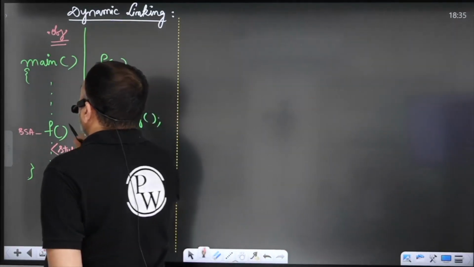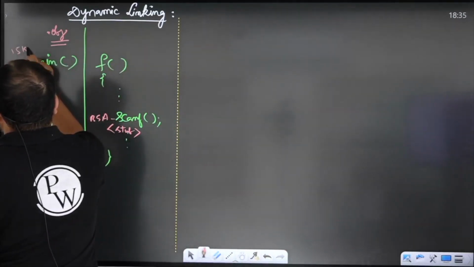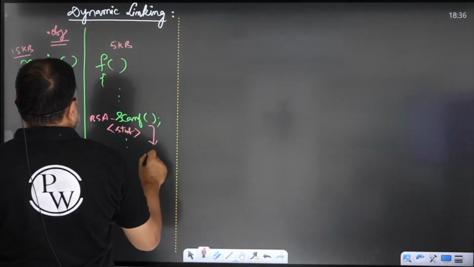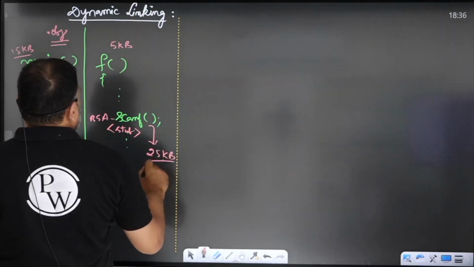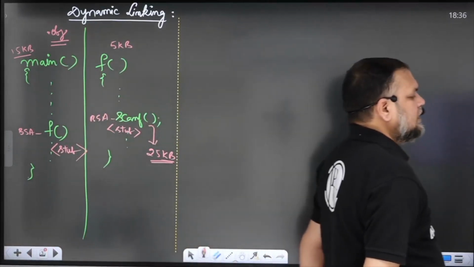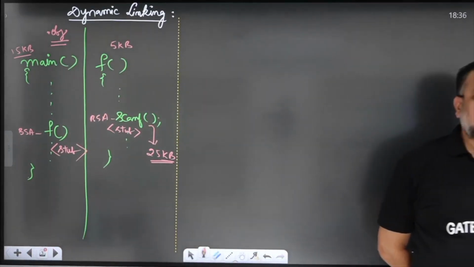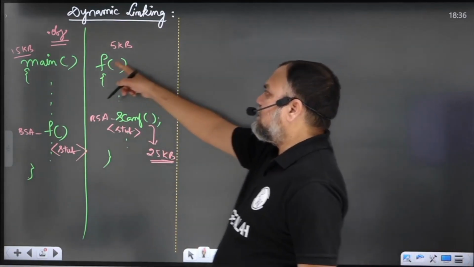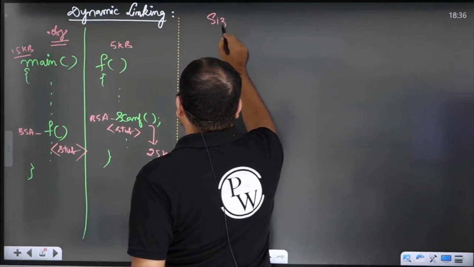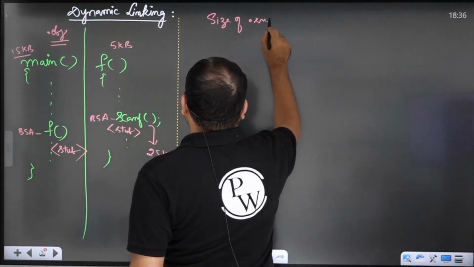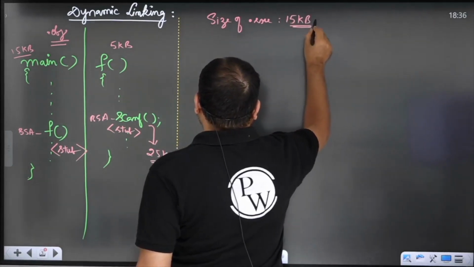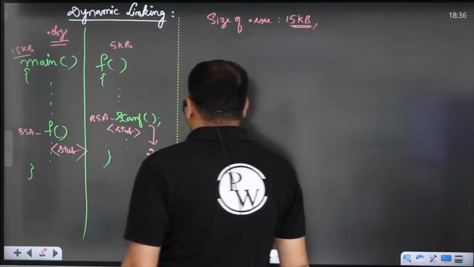For example, the size of main, imagine, is 15 KB. The size of function f is 5 KB. Let us say scanf is 25 KB. With static linking, the total size of the program would have been 45 KB, the sum of all: 25 plus 5 plus 15. But now with dynamic linking, the size of the .exe will be the size of main, which is only 15 KB. So 15 KB of memory is sufficient to begin the execution of it.